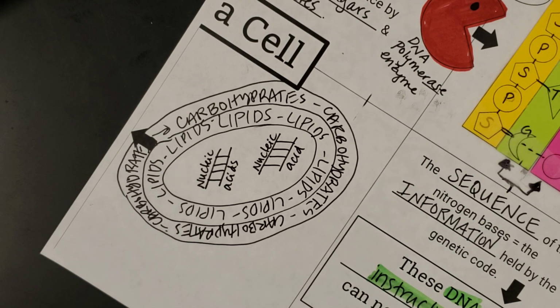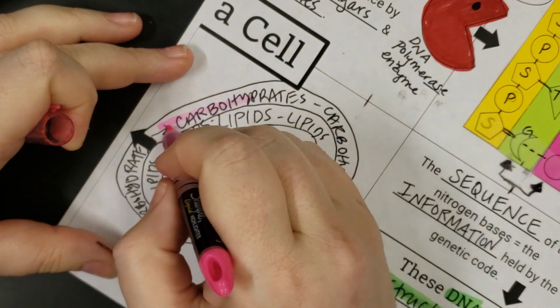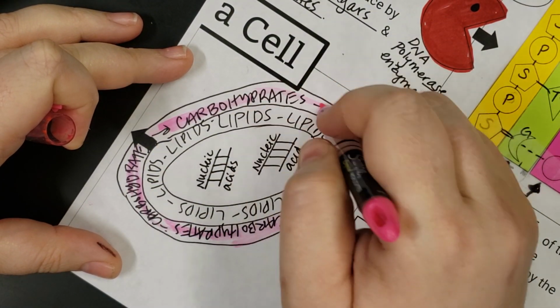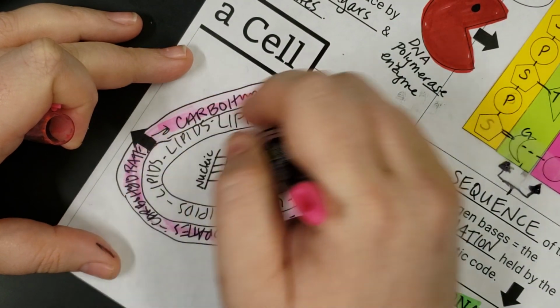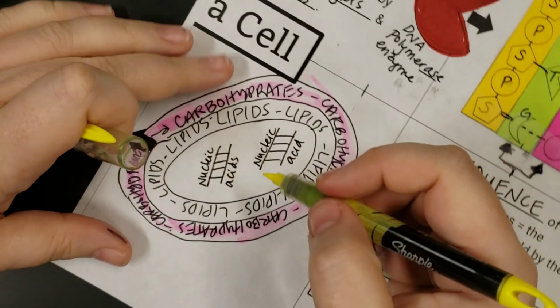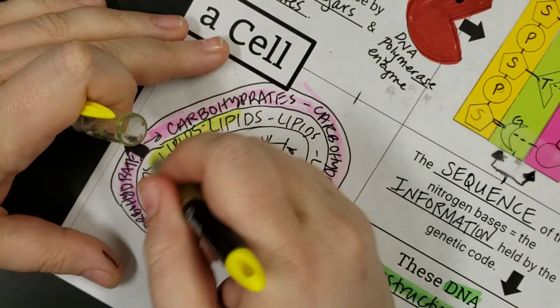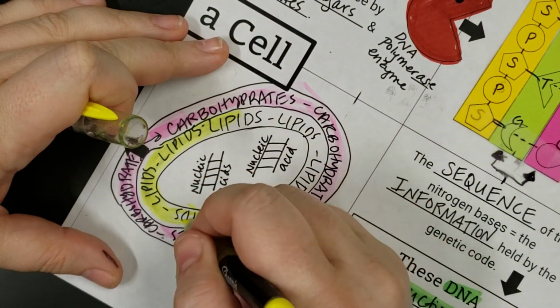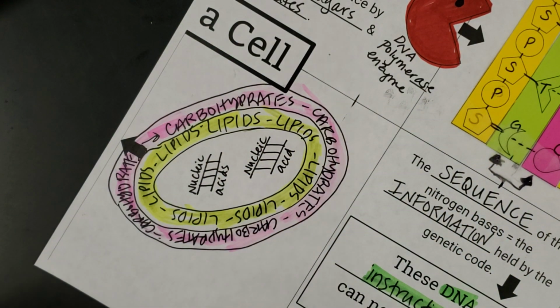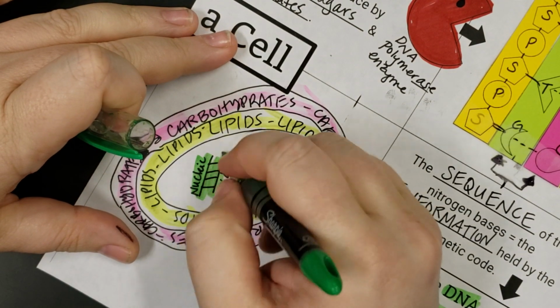Okay, we're going to color code real quick. Our carbohydrates are pink, so we're going to color our cell wall pink. Then we're going to color our cell membrane yellow, because it's like butter, and butter is a lipid. And we have been coding our nucleic acids green, so we're going to color these green.